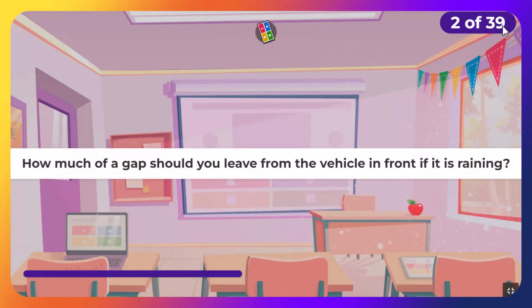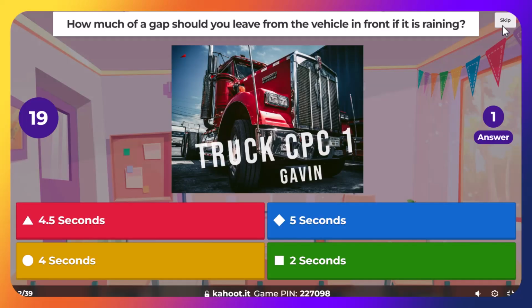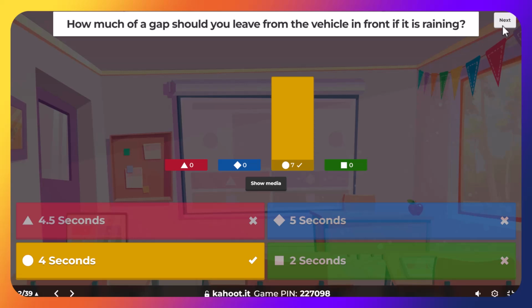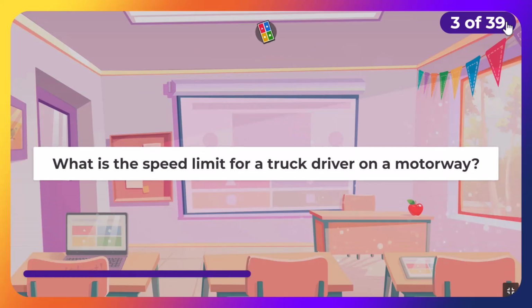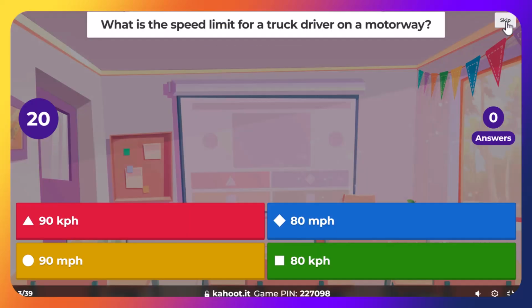How much of a gap should you leave from the vehicle in front if it's raining? What is the speed limit for a truck driver on a motorway?